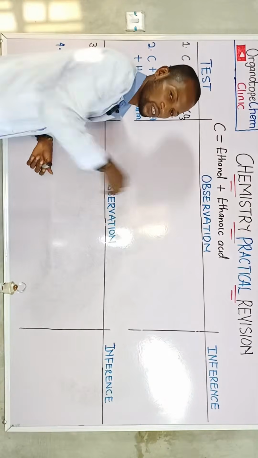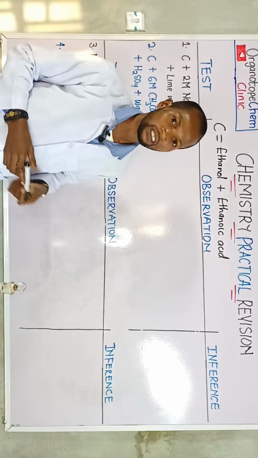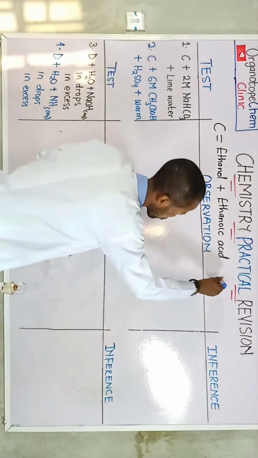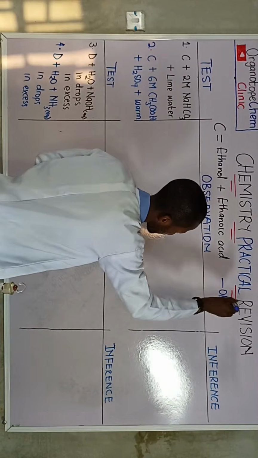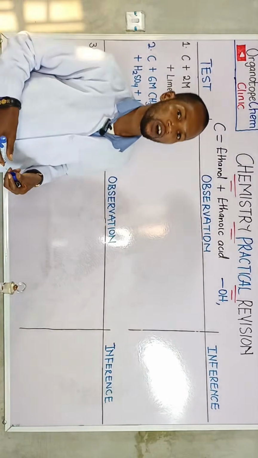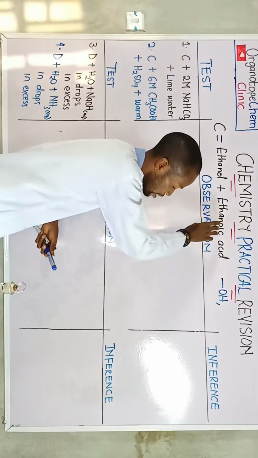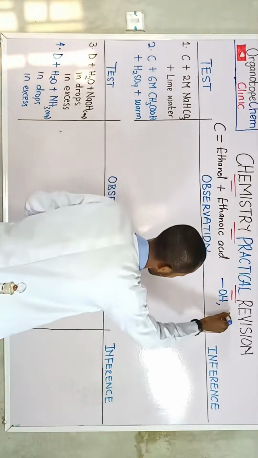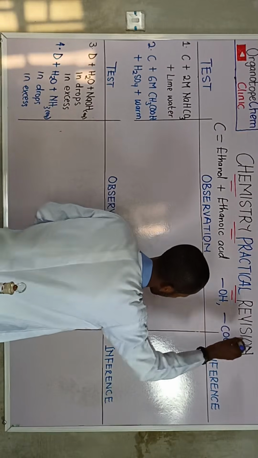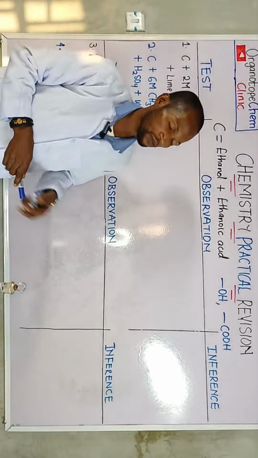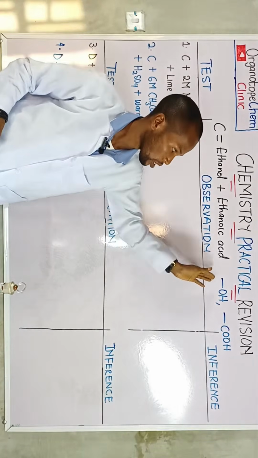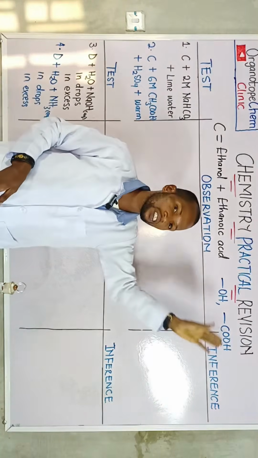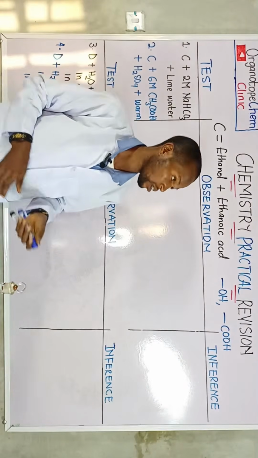Now, in ethanol, the functional group in this compound is the hydroxyl group, the OH. That implies that we'll be testing for the presence of the hydroxyl group. And in the carboxylic acid, the ethanoic acid, the functional group is the COOH. So in the first analysis, we are going to be confirming the presence of the hydroxyl group as well as the carboxylic functionality in the mixture.